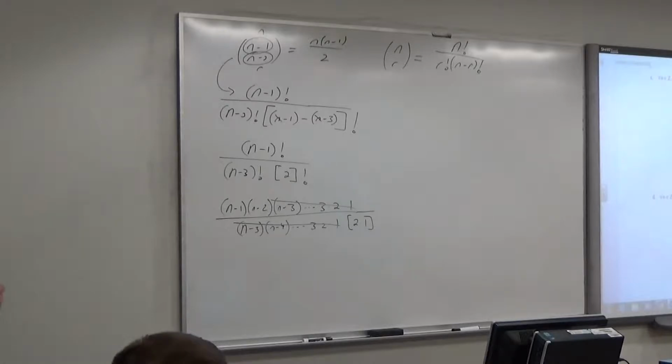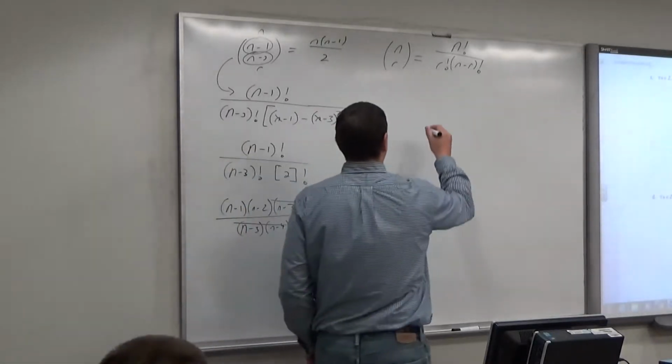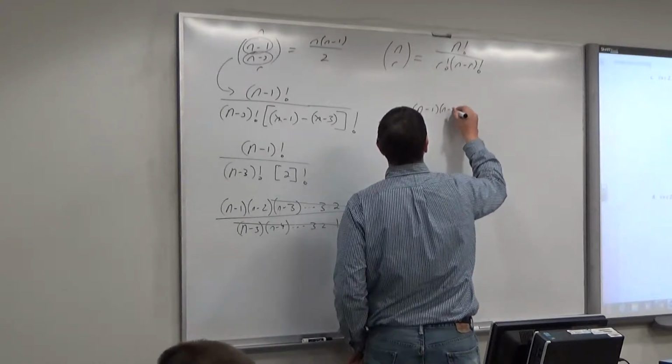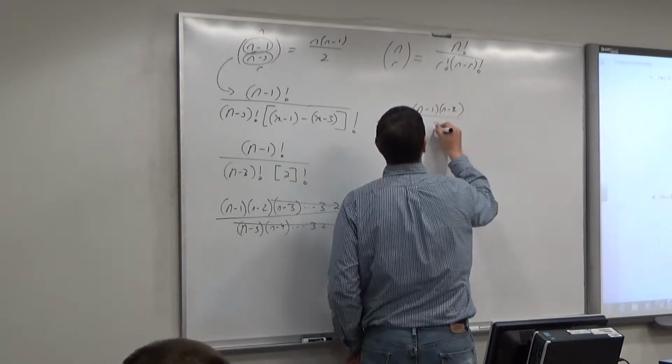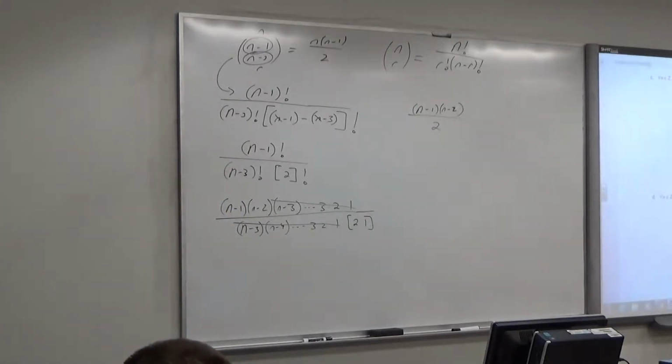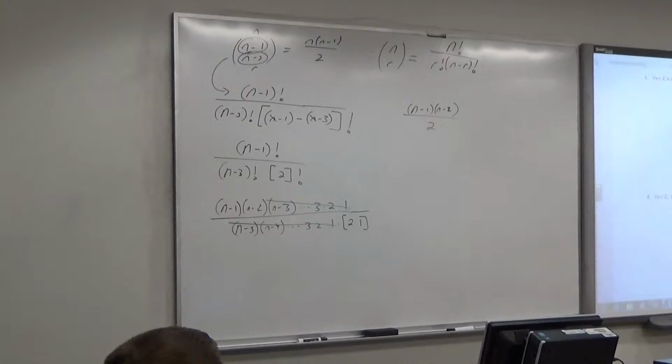So it looks like I'm going to end up with n minus 1, n minus 2, and then in the denominator we get 2 times 1. So, is that okay with everybody, guys? Just going through, simplifying, doing the canceling. Okay, hopefully not too difficult with that.